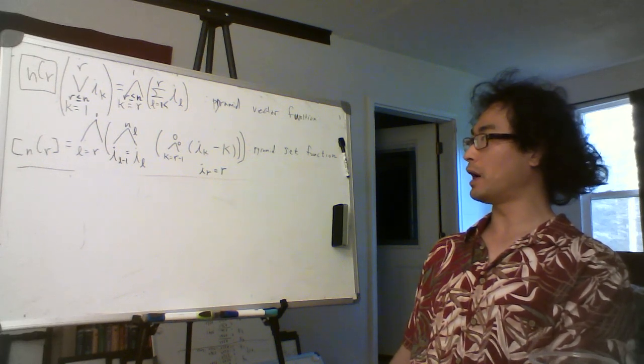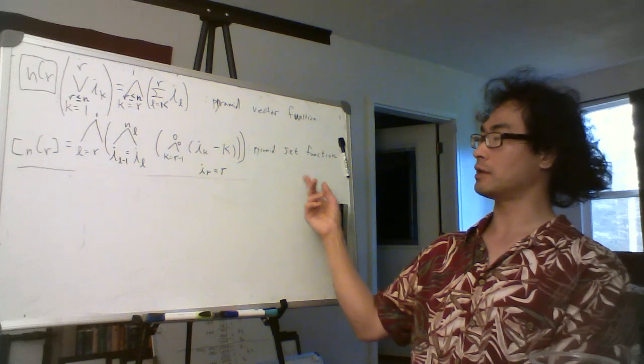So the pyramid set function, its output is a set. That's why it's a set function.